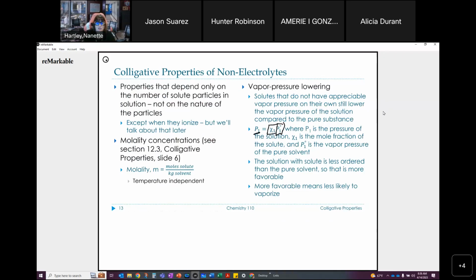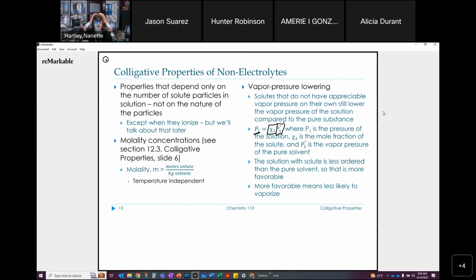The solution with solute is less ordered, so it is more favorable because there's less order in it, and that's important because less order is good. We tend towards less order. I mean, look at your room. If you don't put any energy into it, it tends to disorder, right? At least mine does. So I hope that happens for everybody. Now, that more favorability means it's less likely to vaporize because it's better for it to be in that solution.